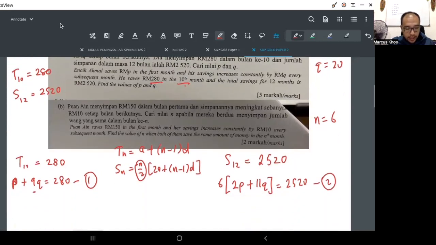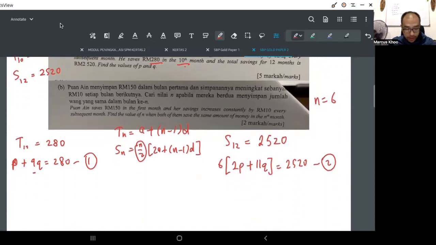Okay, Puan Ain saves 150 in the first month and her savings increase constantly by RM10. Every subsequent month increases constantly. Whoa, that's interesting. Okay, so find the value of n when both of them have the same money in the nth month.